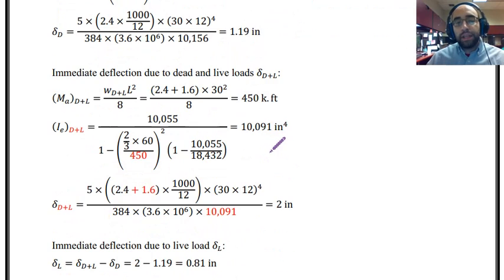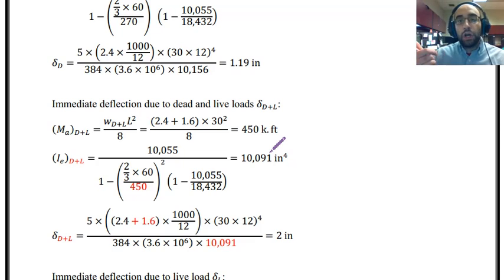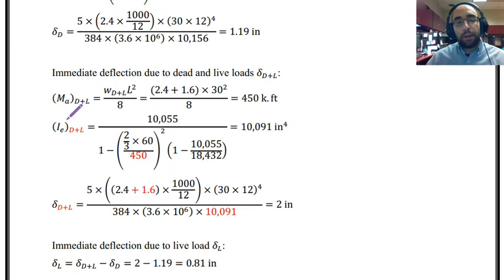Now I have to find the instantaneous or immediate deflection because of dead and live load together. So the applied moment will be dead and live together. I have to just add the live load to the dead load. As you can see, that will be 4 kip per foot, multiplying it by the length, dividing it by 8. That is just the maximum moment in simply supported beams. The moment is equal to 450 kip-foot.